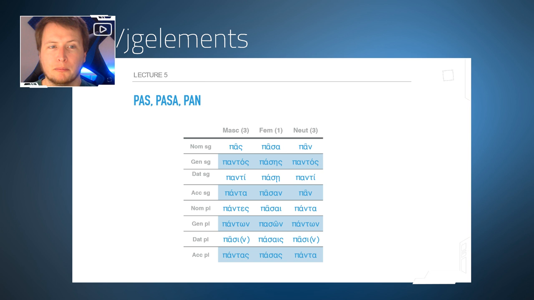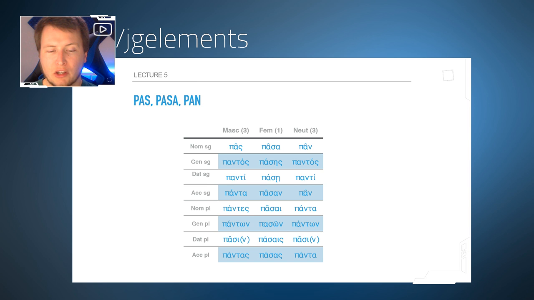Now the neuter matches all of our noun rules that we've learned. So πᾶν, again, παντ. There's no ending in third declension nominative singular. So the τ can't be at the end of the word. It just drops off and we're left with πᾶν. And then the genitive and dative singular match the masculine. Accusative singular matches the nominative singular in the neuter.